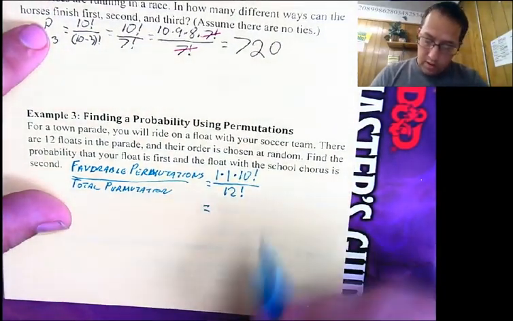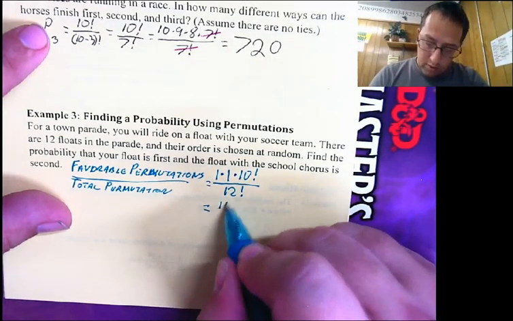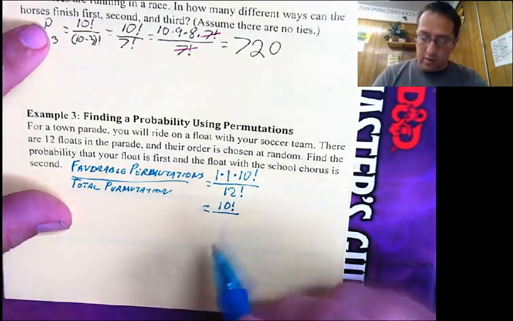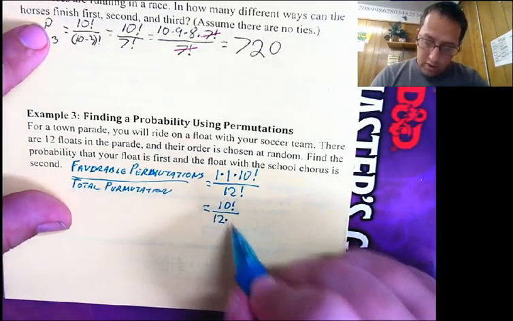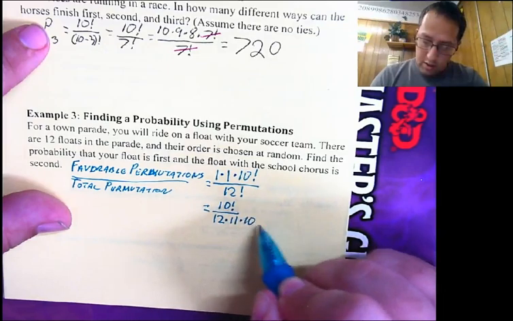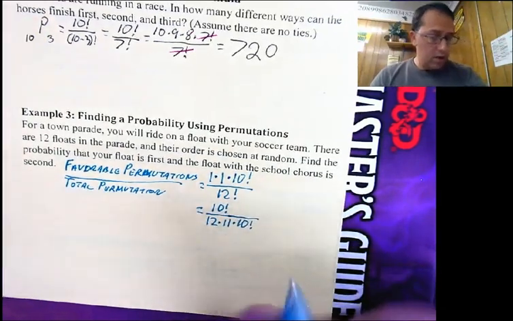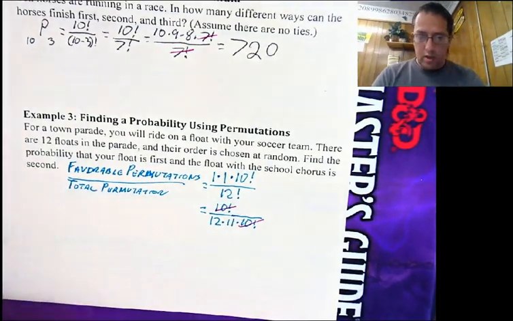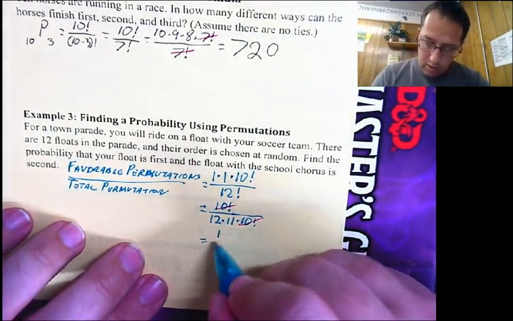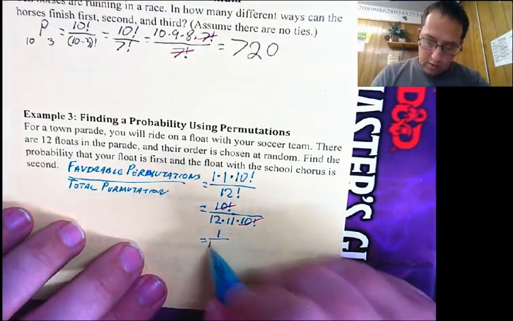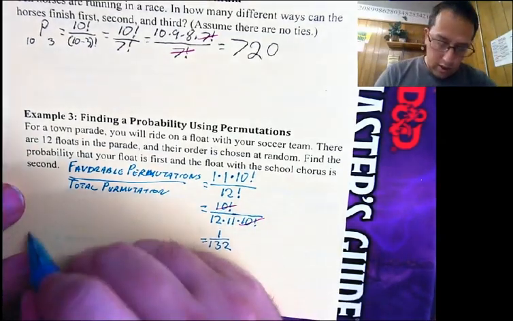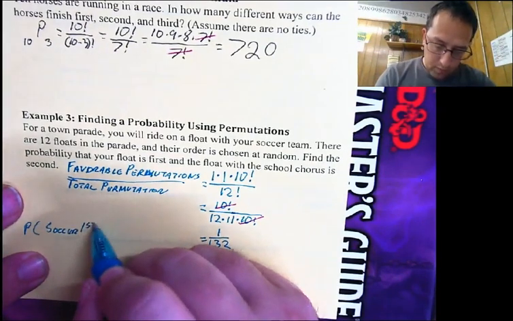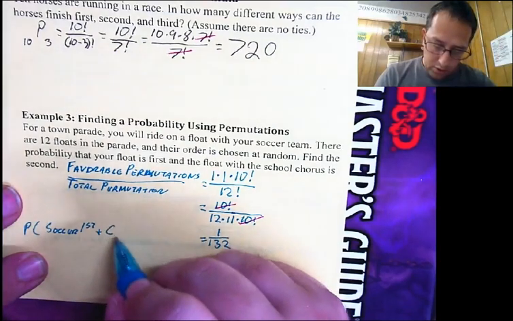So we are going to break this down a little bit. That's just 10 factorial, and that'll be the smaller of my numbers. So 10 factorial over 12 factorial, I'm going to break it down because I have a smaller number on the top. So this would be 12 times 11 times, and now I'm to 10, so 10 factorial. All right. And I have 10 factorial on the top, 10 factorial on the bottom, so those cancel out, which leaves me with 1 out of 12 times 11, which is 132. And this is the probability of soccer first and chorus second.